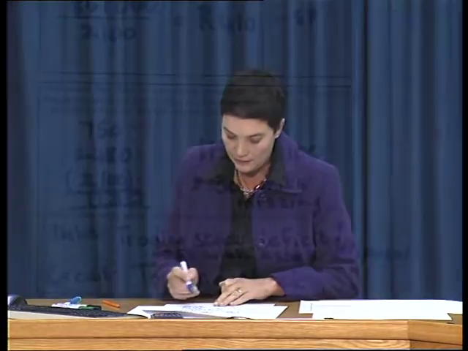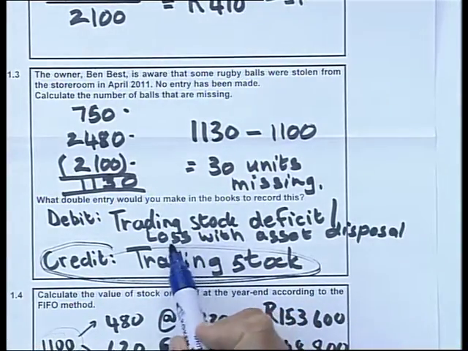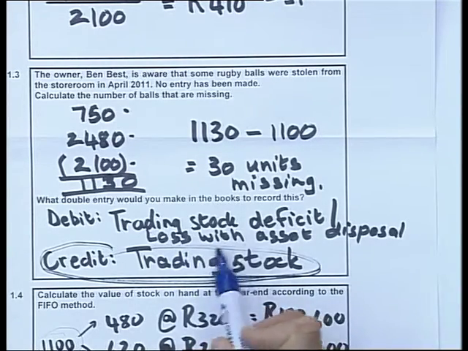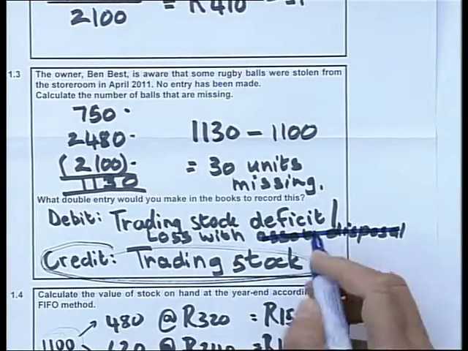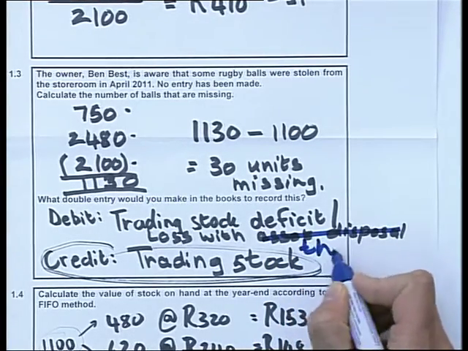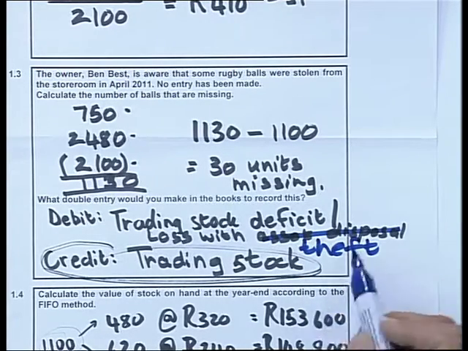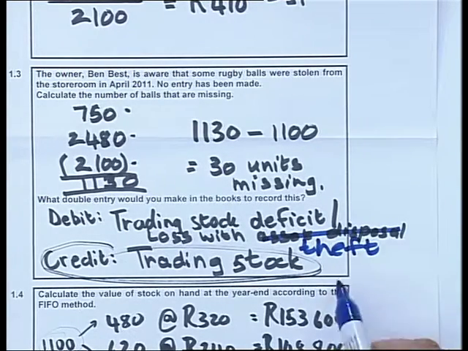Before we do that though, I would just like you to go back in your workbook to activity 1. Last time I made quite a silly little mistake there, and I want us to correct that. In activity 1.3, when there was a theft of stock, we said loss with asset disposal. That should obviously be loss with theft, or loss with stock stolen or something like that. Okay, if you can just correct that in your answer book.